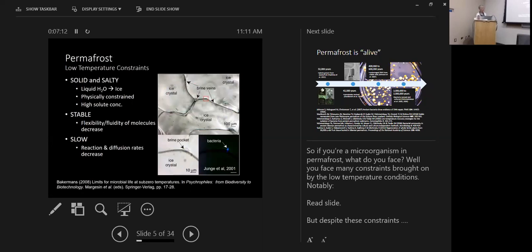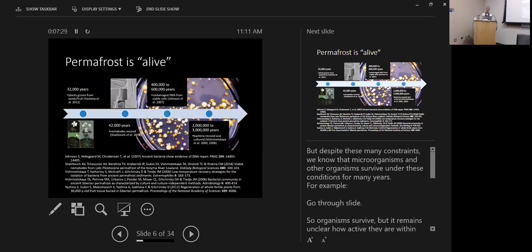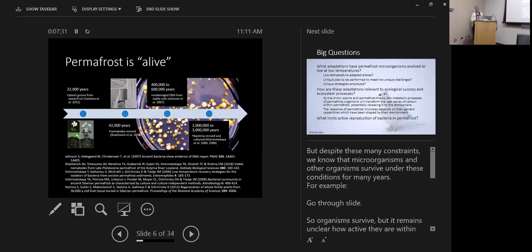Diffusion rates are doubly decreased, not exactly doubly, that's just a figure of speech, but because of the solid matrix of the ice. Okay. So it's a highly constrained environment for these microorganisms. But despite those constraints, we do see that permafrost is in some sense alive. We know that microorganisms and other organisms can survive under these conditions for many, many years.